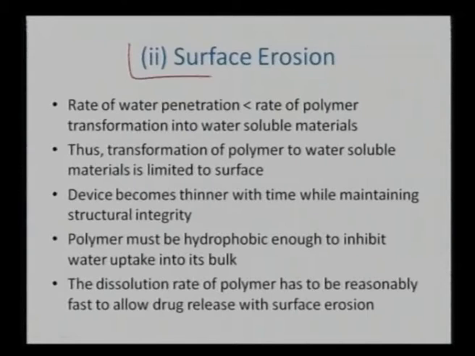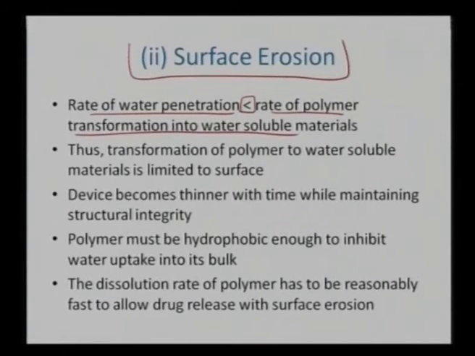So now we come to surface erosion. In the case of surface erosion, the rate of water penetration is much slower than the rate at which the polymer transforms into water soluble materials. So in this particular case, water penetration is occurring at a very slow rate, and this process is so slow that it goes incrementally: the surface gets dissolved, and only then can water further penetrate to the second layer, and now the second stage of the dissolution occurs.